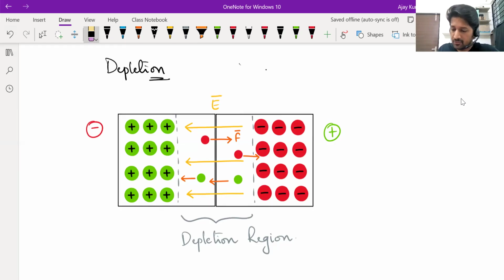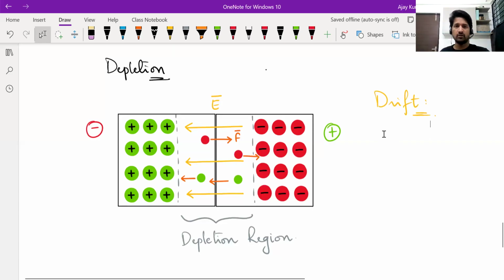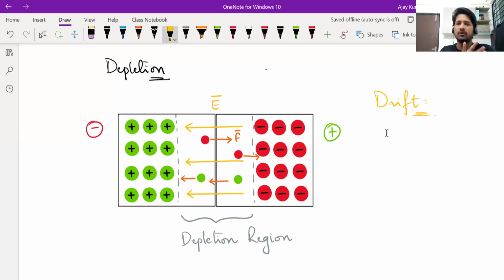Now, diffusion happens, for example, you take electrons. Just a moment. You consider electrons. Electrons diffuse from n side to p side, but electrons drift from p side to n side. You can see that clearly. Now, when an electron goes from p side to n side, it's like negative charge going from p to n. If negative charge goes from p to n, it results in a current from n to p. So it will result in a current flowing this way.